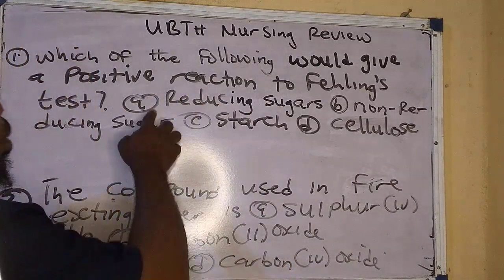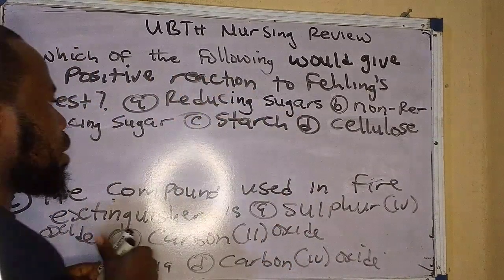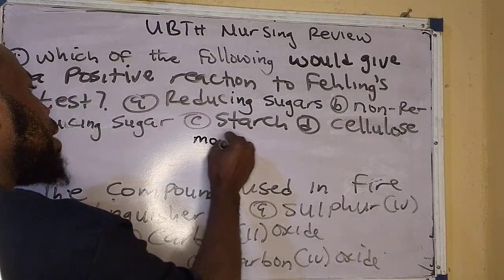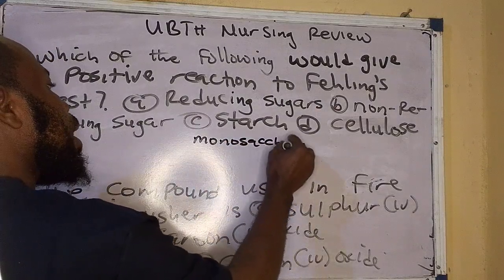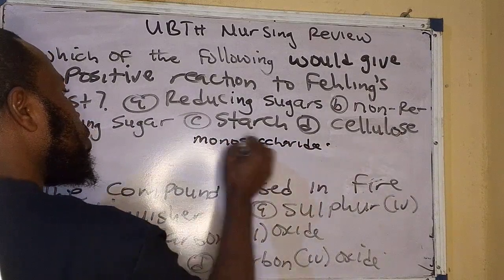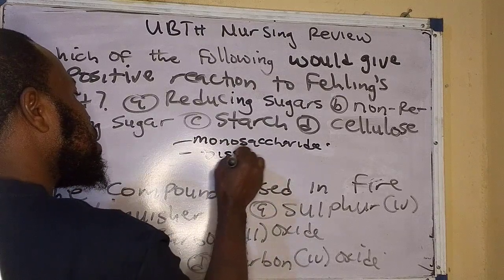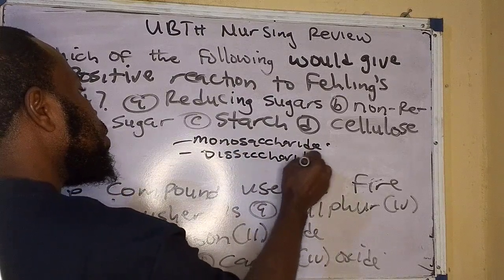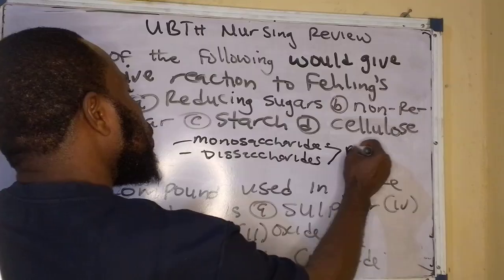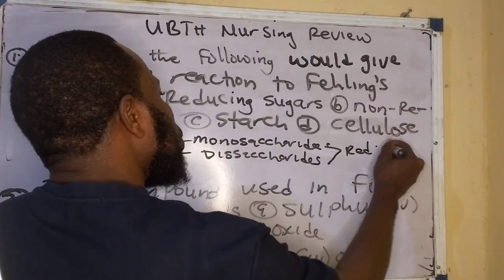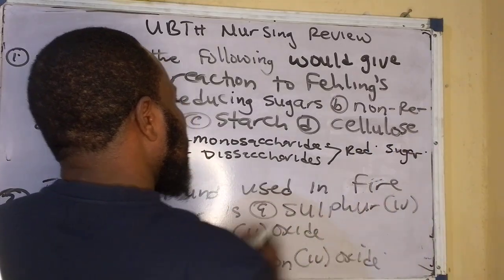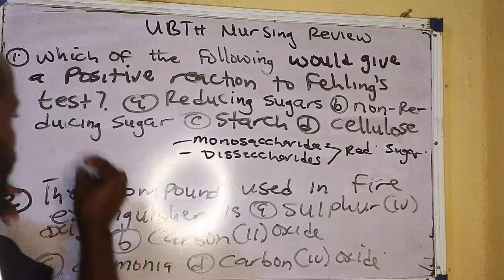First of all, what are reducing sugars? Now, you have to pay attention that all monosaccharides, and of course disaccharides, are what? Are reducing sugars. But there's just one exception. And what exception is that? That exception is sucrose.